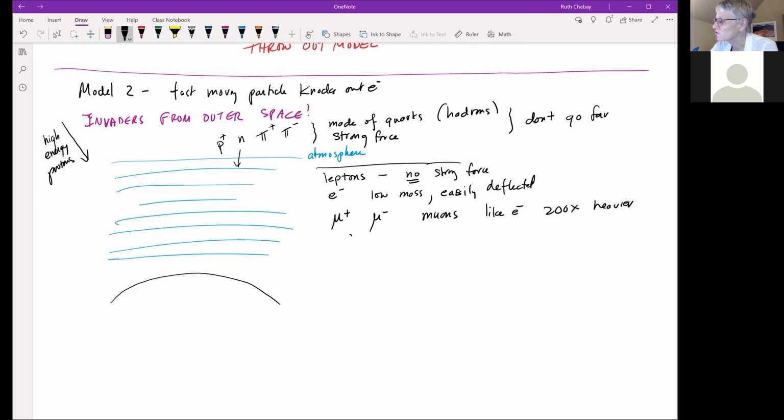It also makes neutrinos, but they're not charged. They don't interact except by the weak force, and so they just go right through the Earth and you and everything else. But the muons actually have a shot at getting through. The muons are massive, so they have a lot of momentum.